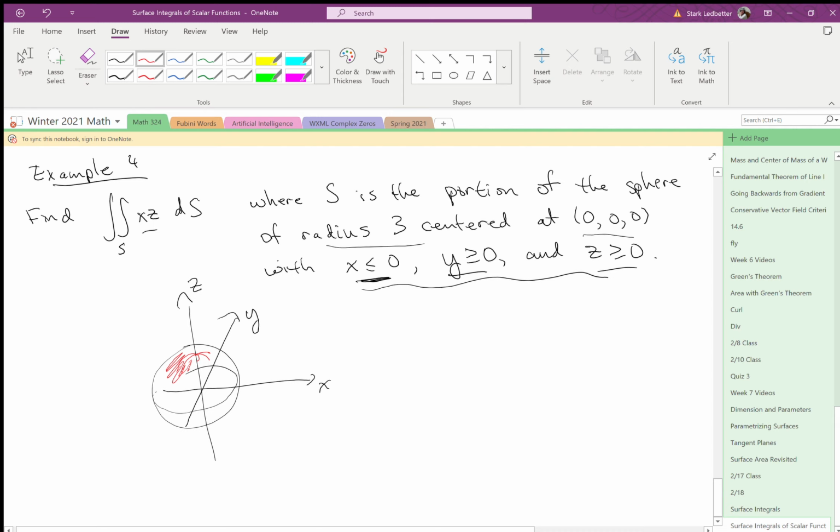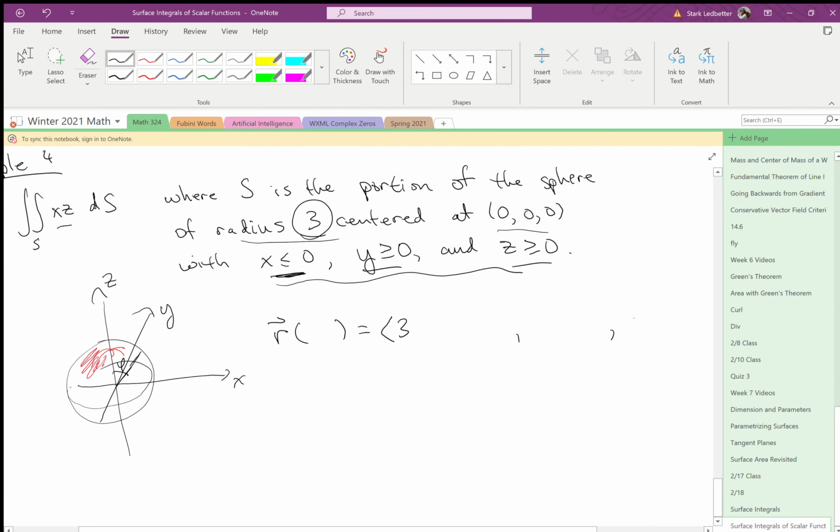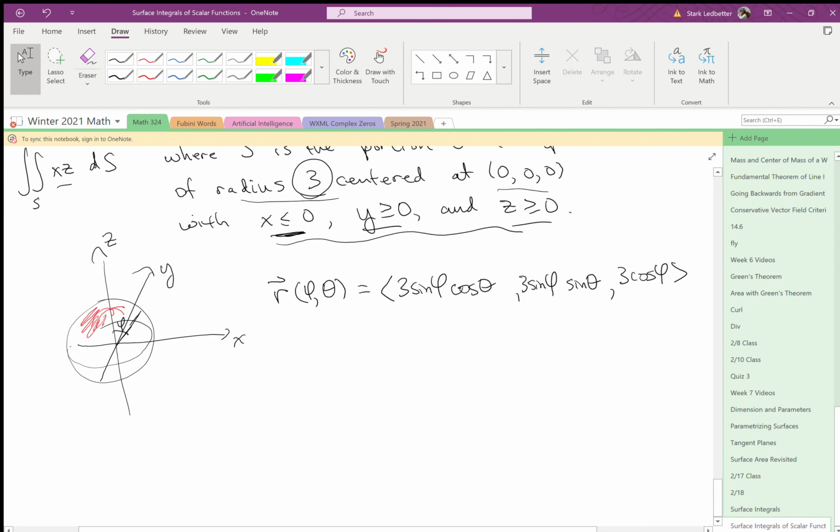Sphere, we should probably parameterize with something that looks like spherical coordinates. Okay, so rho in spherical coordinates is fixed, so we'll keep that as 3. Let's see if we can remember how spherical coordinates work. The phi made an angle with the z-axis, so the z portion should be 3 cosine phi, which means the x and y portions should have sine phi in them. And then x also has a cosine theta, y also has a sine theta. Okay, so R is now parameterized by phi and theta, where rho is fixed at 3.